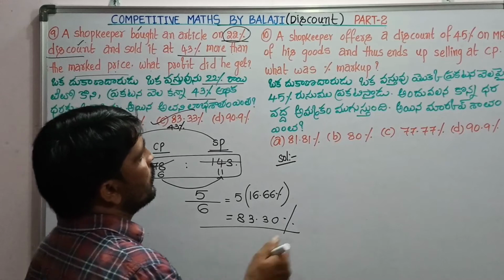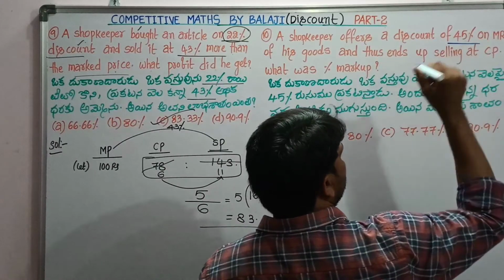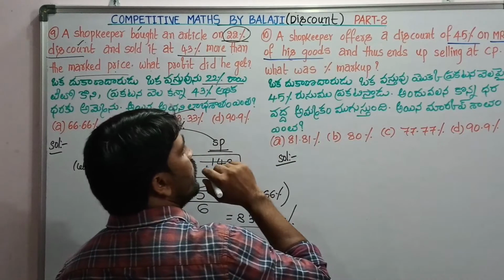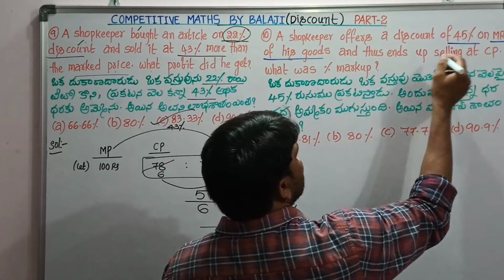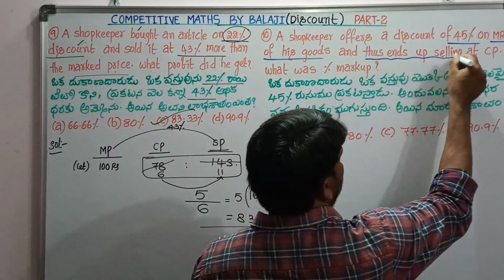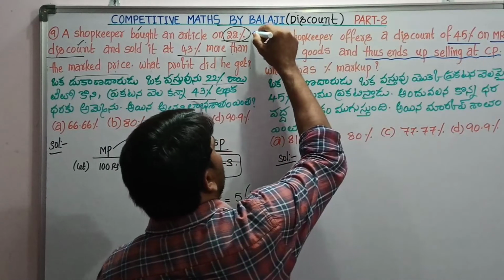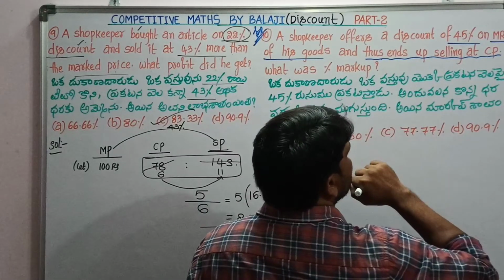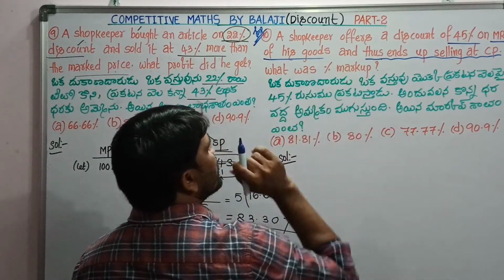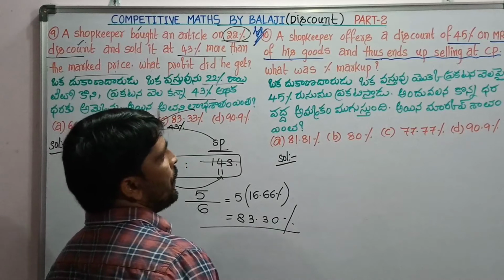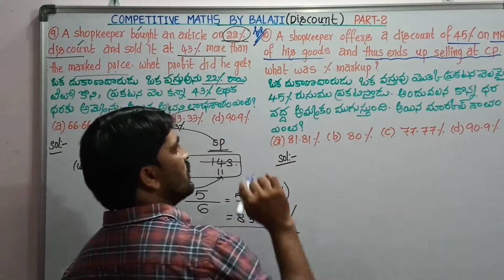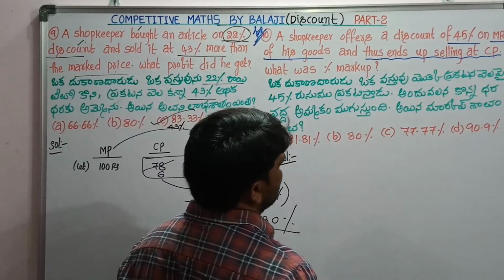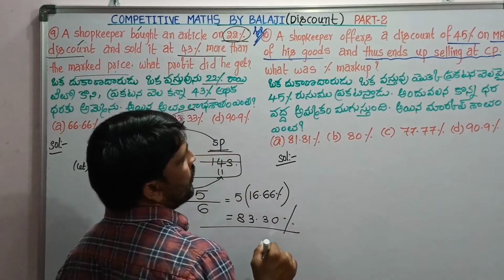A shopkeeper offers a discount of 45% on MRP, that is market price, of his goods, and thus ends up selling at CP. Yes, the word is very important. Good quality question, important one. And thus ends up selling at CP. What was the percentage markup? Yes, markup is nothing but the amount marked more than the cost price to decide its market price.